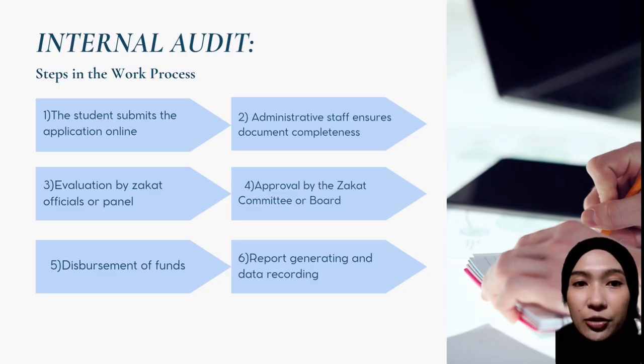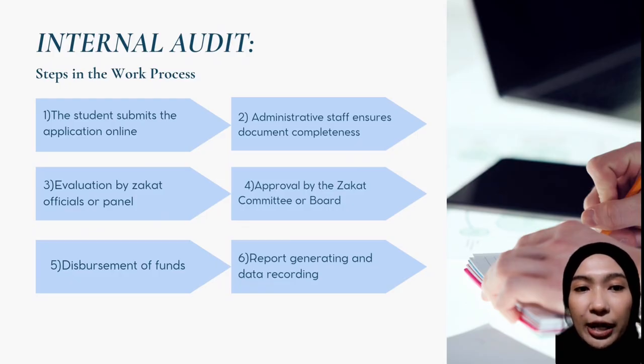Second, administrative staff ensures document completeness. Administrative staff reviews the application to ensure all necessary documents are attached and completed before proceeding. Third, evaluation by zakat officer or panel. Zakat officers are designated to assess the applicant's eligibility based on asnaf criteria and individual financial need.